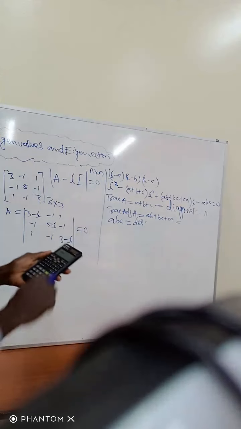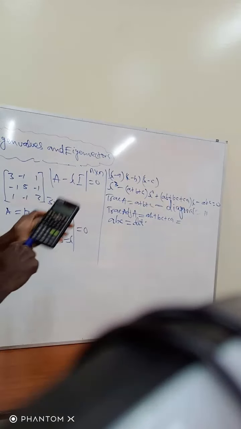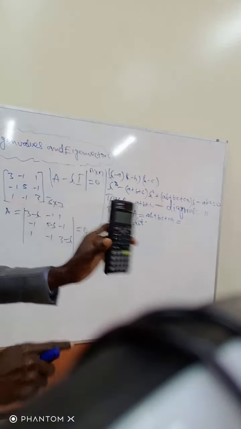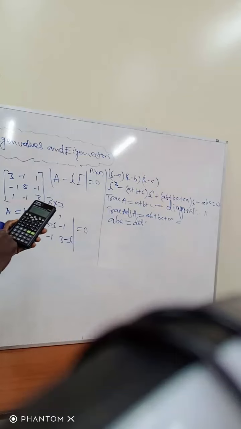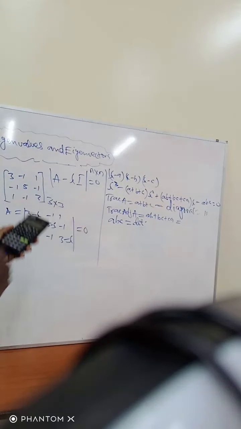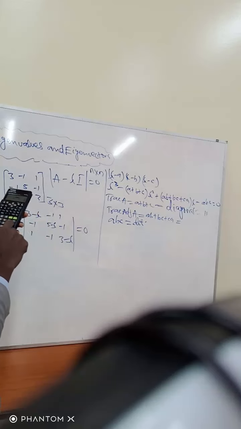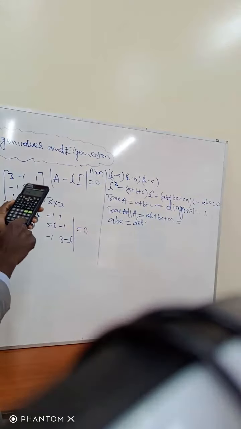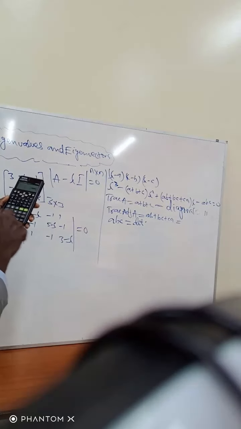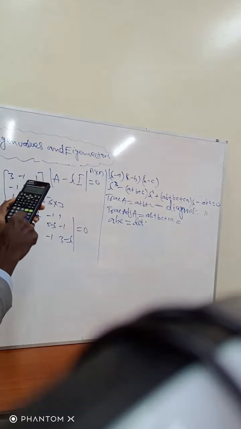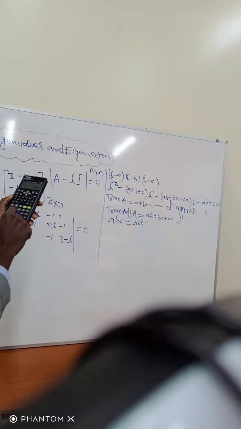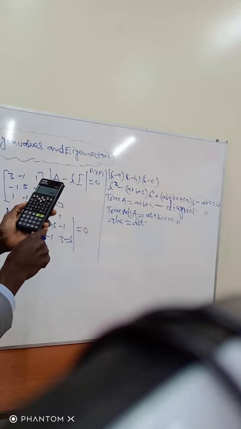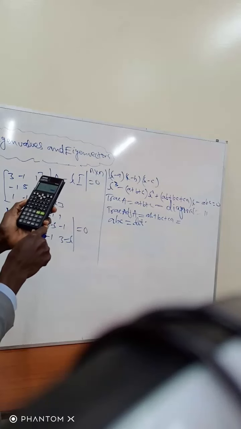This is a 3 by 3 matrix. So let's try to find the determinant. Go to matrix in your calculator. If you don't know how to use the calculator, you can watch my previous video. So let's take matrix number 1, 3 by 3, and put in these values. Confirm the values: 3, negative 1, 1, negative 1, 5, negative 1, 1, negative 1, 3.